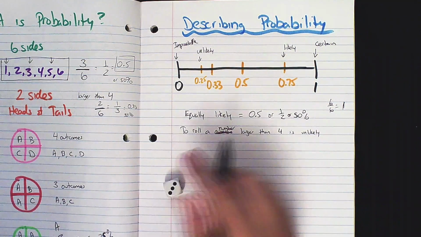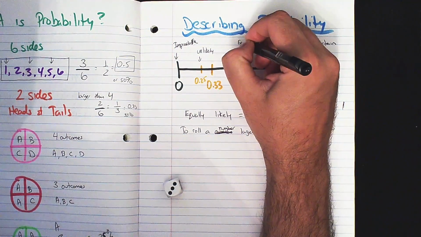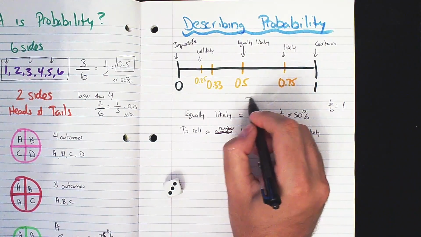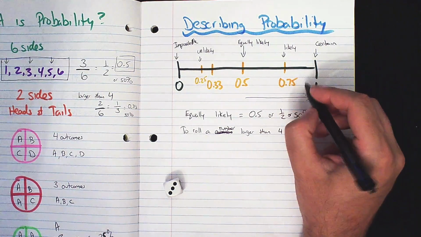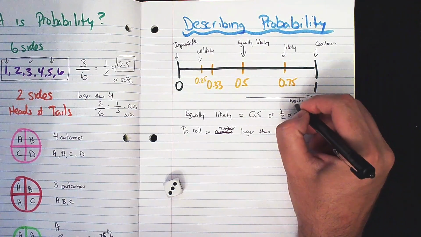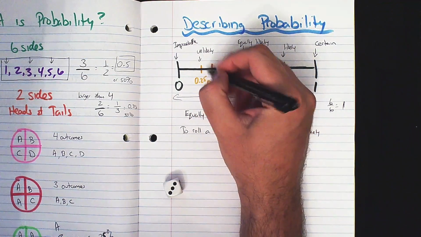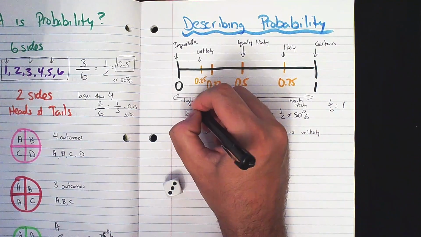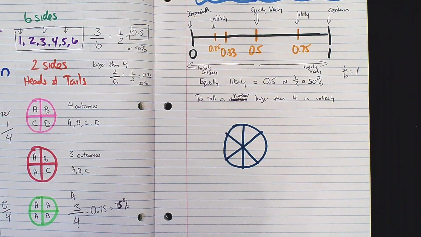So this one here in the middle is equally likely. The more you go this way, it increases. Once you start getting to this area here, you would say highly likely. And then when you go down this way, once you get around this area here, you would say highly unlikely.